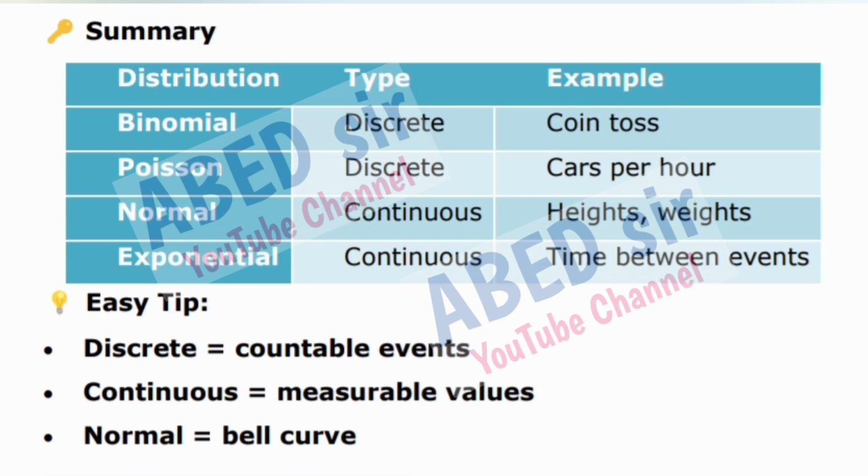Summary. Distribution, type, example. Binomial, discrete, coin toss. Poisson, discrete, cars per hour. Normal, continuous, heights, weights. Exponential, continuous, time between events. Easy tip. Discrete equals countable events. Continuous equals measurable values. Normal equals bell curve.